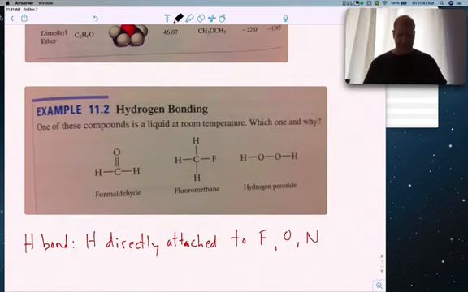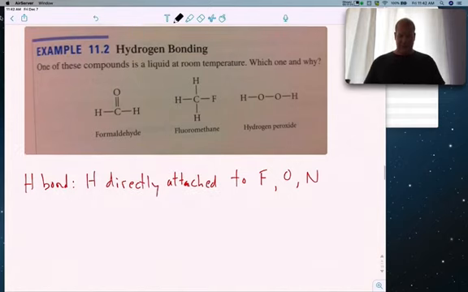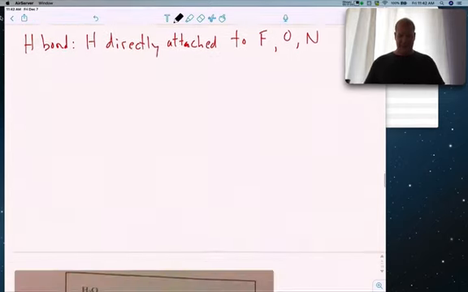Which one of these compounds is liquid at room temperature, and why? We have formaldehyde. That's a polar molecule, but the hydrogens are attached to the carbon, not to the oxygen. Therefore, no hydrogen bonds. Fluoromethane has fluorine and hydrogen, but all the atoms are attached to carbon. Therefore, no hydrogen bonds. And in hydrogen peroxide, the hydrogens are directly attached to an oxygen, so it can have hydrogen bonding, and hydrogen peroxide is a liquid at room temperature.